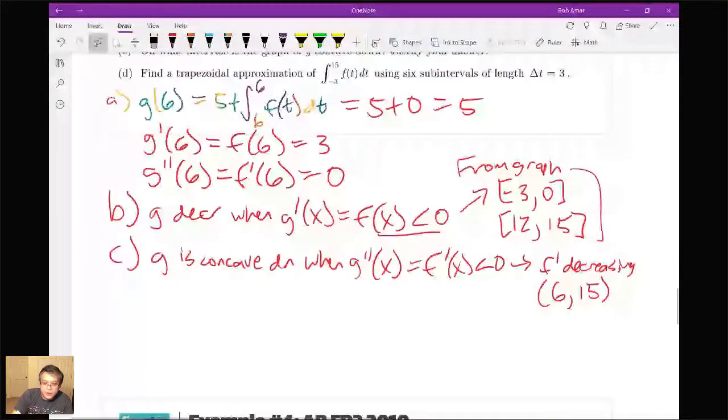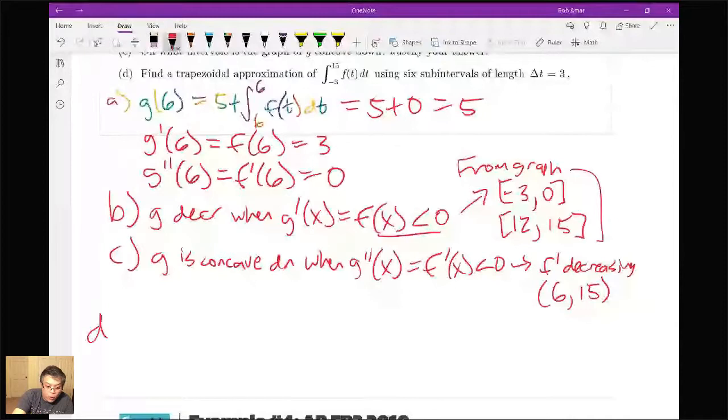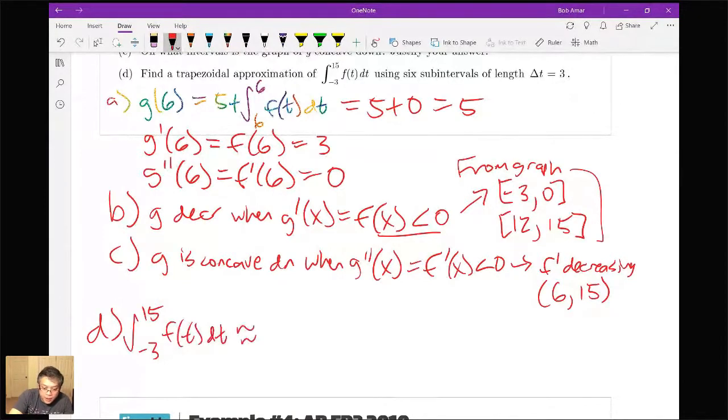And so this is going to be more writing than anything else. The integral from -3 to 15 of f of t dt is approximately f of -3 plus f of 0 over 2 times 3, 1/2 the sum of the bases times the height.